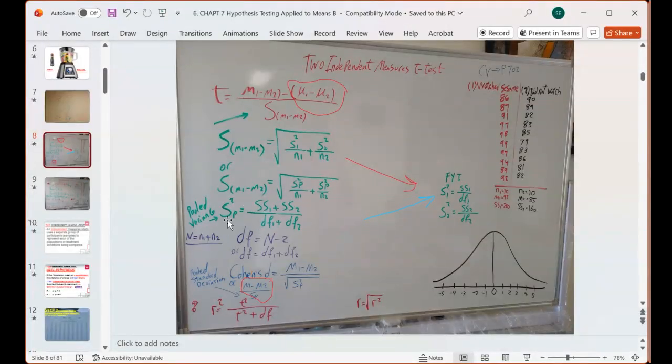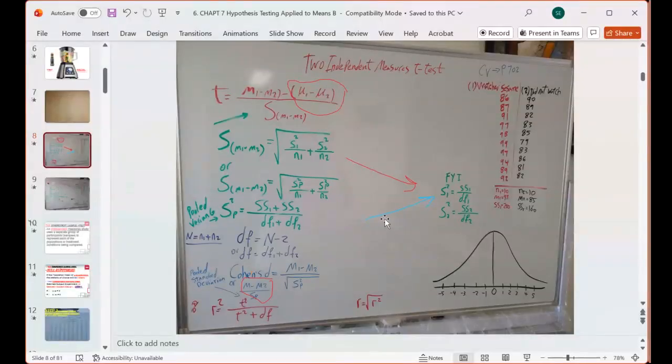Pooled variance, like you see right there, the last formula in green, is S squared P. P stands for pooled. Pooled means average. So if one variance is 2 and the other variance is 4, the average between 2 and 4, you add them up to get 6, divided by 2 is 3. So your pooled variance, the average variance, will be 3.